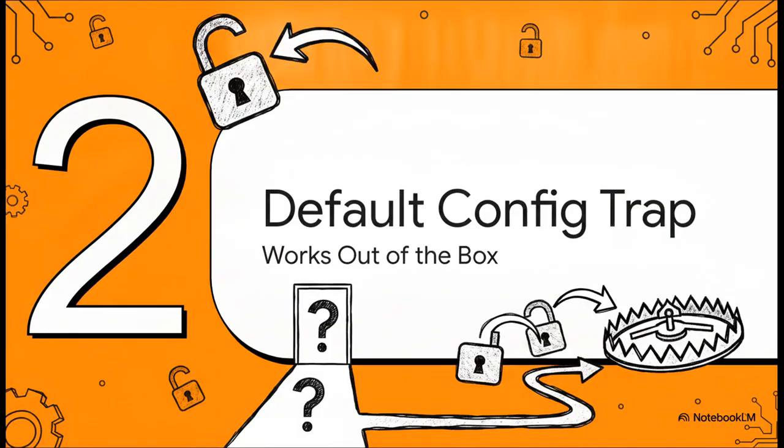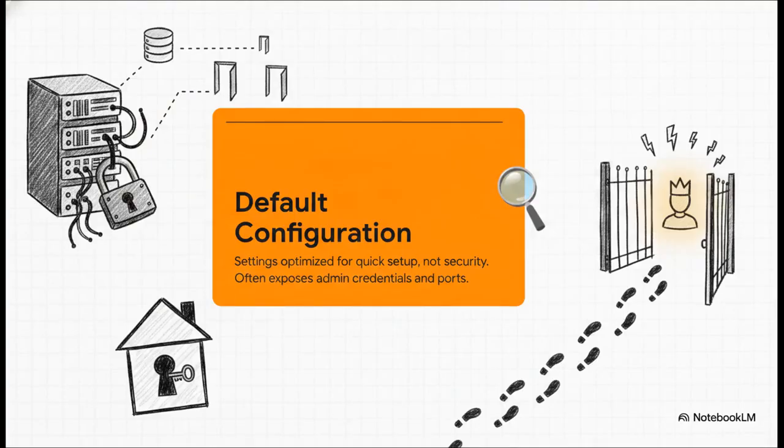Moving to Section 2, the default configuration trap, or as I like to call it, the false sense of "works out of the box." So why do developers leave these doors unlocked in the first place? Honestly, it almost always starts with defaults. Every framework, database, and server you touch ships with default settings. Think of them like the cheap manufacturer locks on a brand new house. Sure, they let you get inside and start moving furniture, but they absolutely are not meant to keep you safe long-term. These out-of-the-box settings are optimized for a frictionless, super-fast setup experience, and that usually comes at the direct expense of security, leaving things like default admin accounts totally exposed.